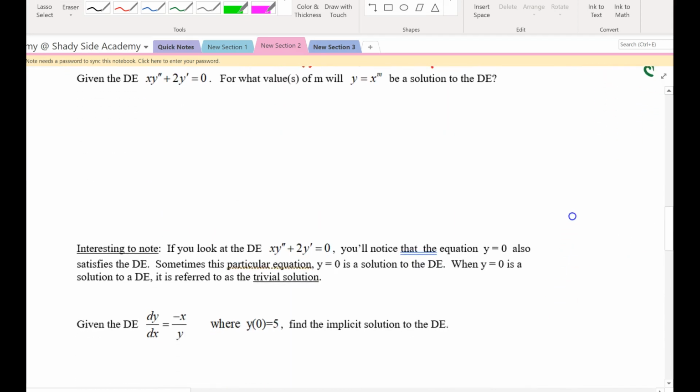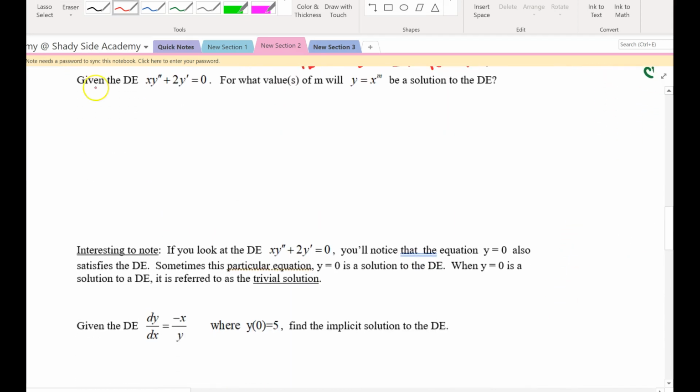All right, here's something for you to try. Let's just exercise some thinking questions here. Given the differential equation x y double prime plus 2 y prime equals 0, for what values of m will y equals x to the m be a solution to the differential equation? Go ahead and give it a shot, dive in and see what you can make of it, and then reply to me for the answer.